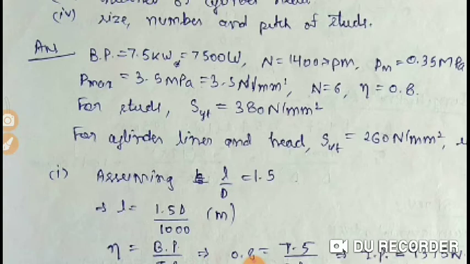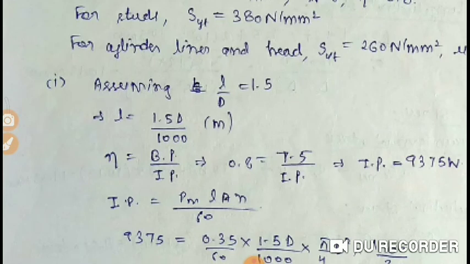First of all, write all the given data, that is brake power and all the data, in terms of symbols. Next, the first assumption for these problems is that you have to take the L by D ratio. L by D ratio means stroke to bore ratio. If it is not given, you have to assume it. What will be the assumption? It will be 1.5 always. So always assume L by D is equal to 1.5, and then proceed as already told you. First calculate the indicated power.